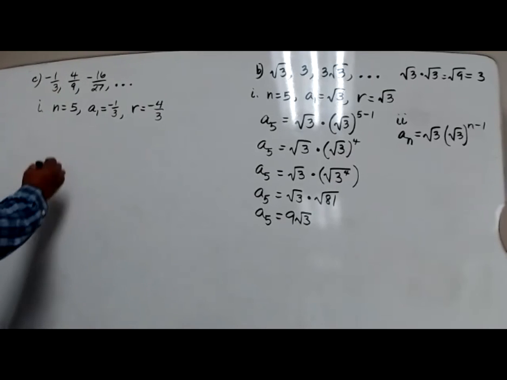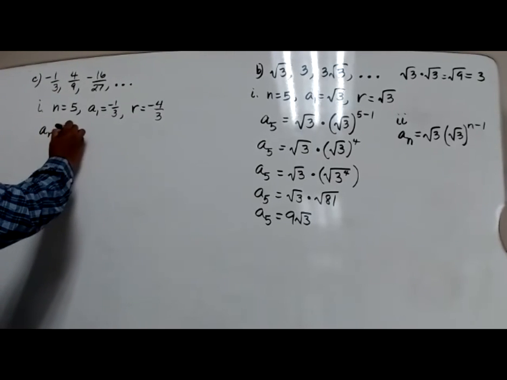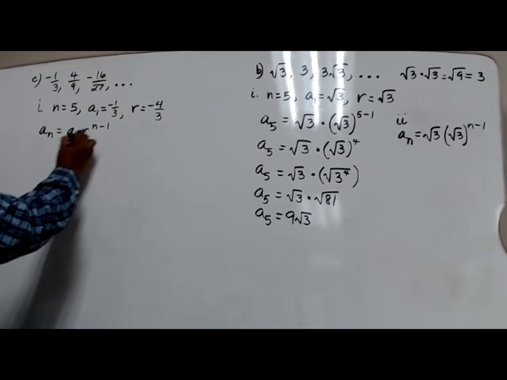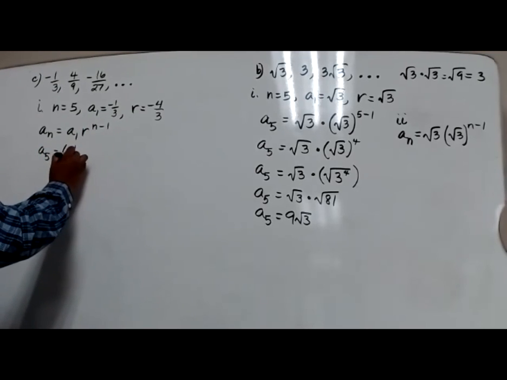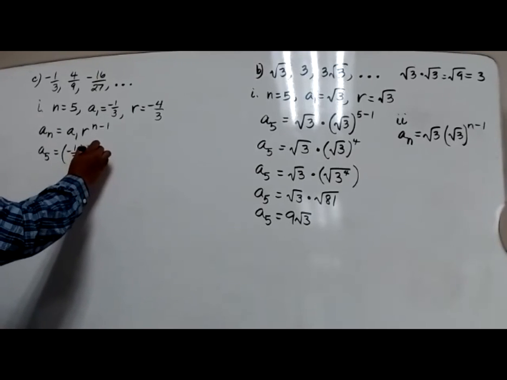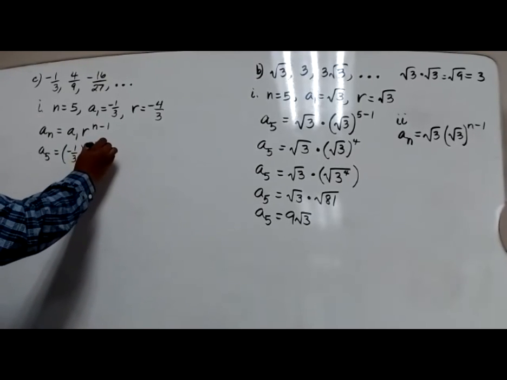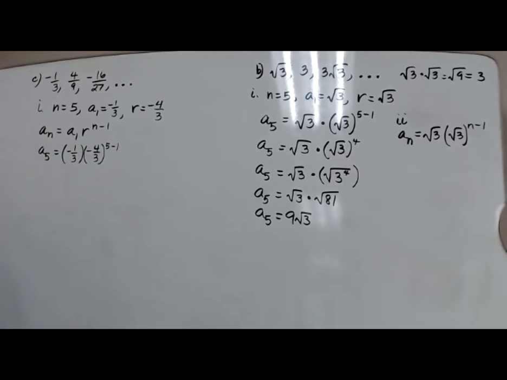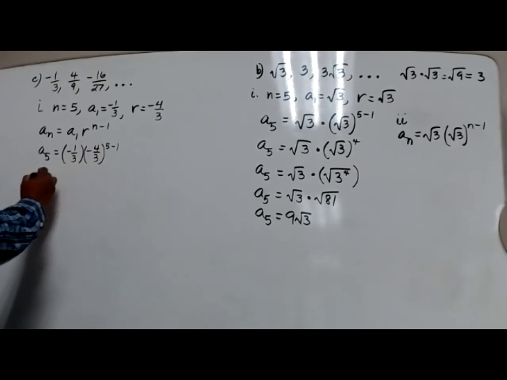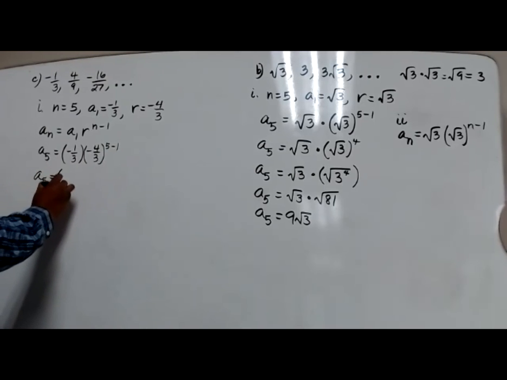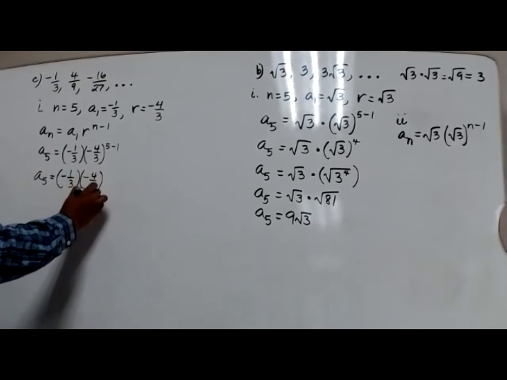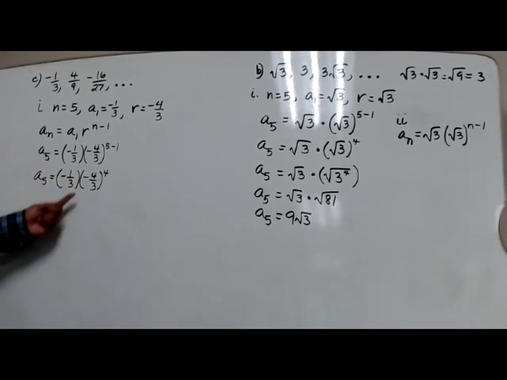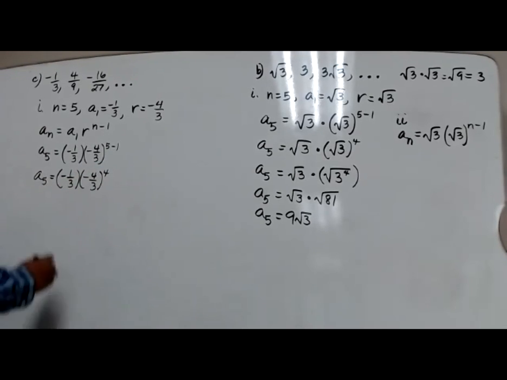So now to find the fifth term, using this, a sub 5, the fifth term would be a sub 1, that's negative 1/3, times r, that's negative 4/3, raised to the n, which is 5 minus 1. And 5 minus 1 will be 4, so a sub 5 will be negative 1/3 times negative 4/3, that's raised to the 4th power. Now, negative to an even power, of course, will be positive.